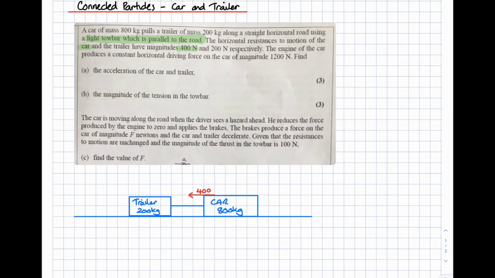I've put this resistance force acting towards the left. That's because the car will be in motion pulling the trailer towards the right. So it might be sensible to put in the direction that the car is moving in. So we know all the resistance forces have to be acting in the opposite direction to motion. And just quickly going back to the trailer, we're told that the trailer will have a resistance force of 200 newtons. So we can also include that on the diagram as well.